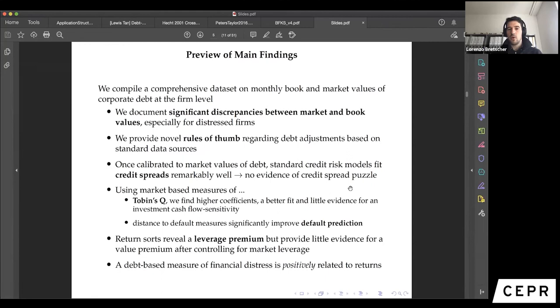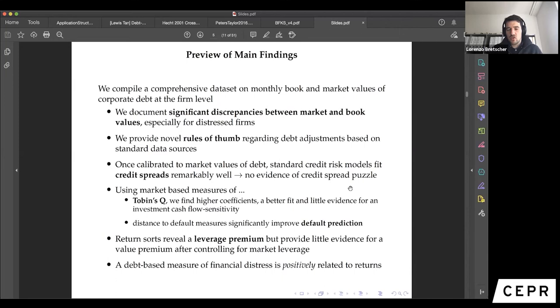And what we find is that once we calibrate to market values of debt, standard credit risk models fit credit spreads remarkably well. And at least in our sample period, we find no evidence of a credit spread puzzle, okay? Using market-based measures of Tobin's Q, we find higher coefficients implying lower adjustment costs, better fit, and little evidence for an investment cash flow sensitivity. Once we use market values, we're better able to predict bankruptcies or corporate default.